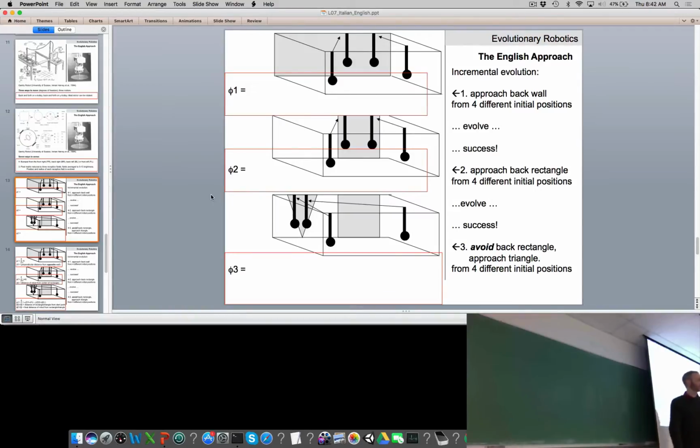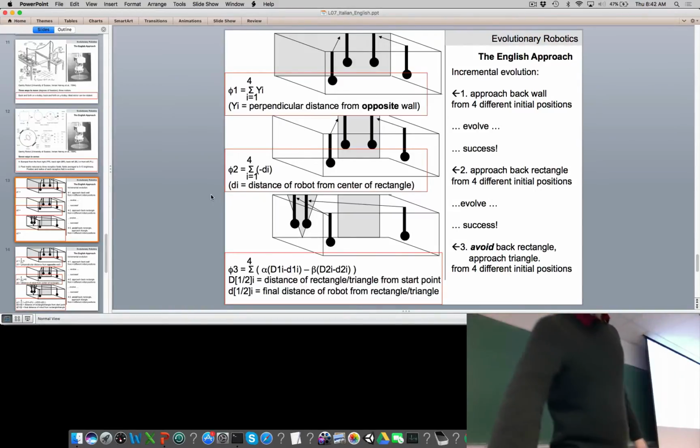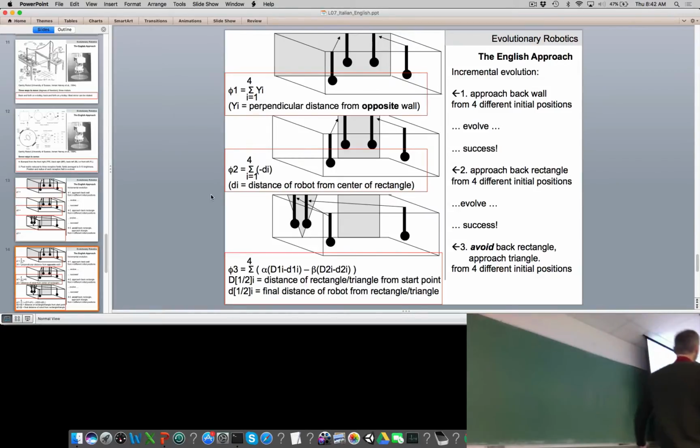the triangle. Okay. There's different ways we could write this down, but here's a simple way to do this. So in the first case here, we're going to sum up all the fitness values for the 4 evaluations.